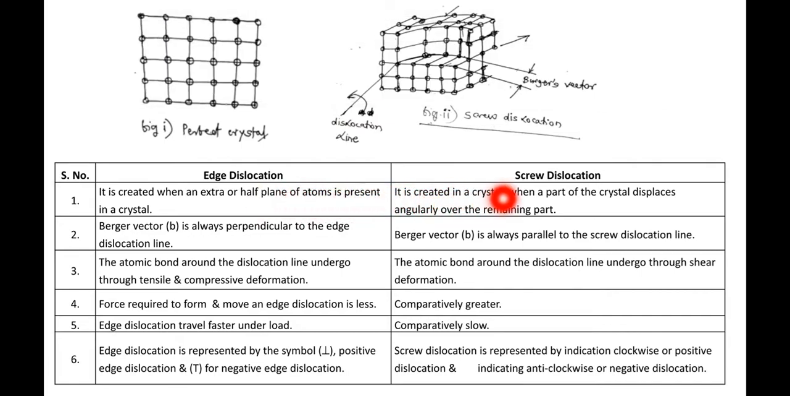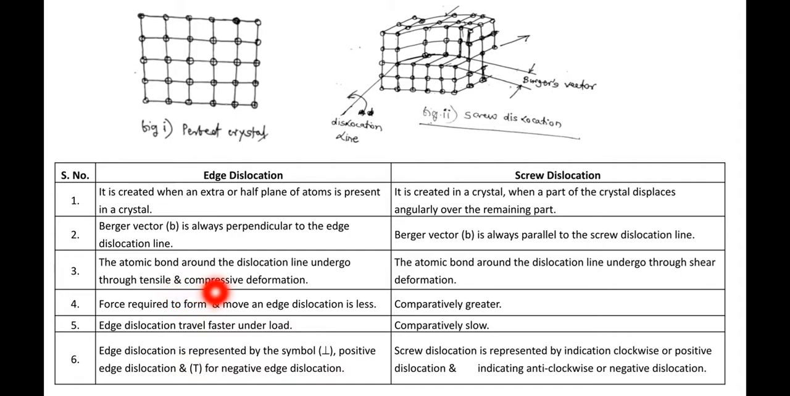Now we'll discuss the difference between edge dislocation and screw dislocation. Edge dislocation is created when an extra or half plane of atoms is present in a crystal. Screw dislocation is created in a crystal when a part of the crystal displaces angularly over the remaining part. Just as I told you, Burger vector B is always perpendicular to the edge dislocation line. Here Burger vector is always parallel to the screw dislocation line. In edge dislocation the atomic bond around the dislocation line undergoes tensile and compressive deformation. Here the atomic bond around the dislocation line undergoes shear deformation.